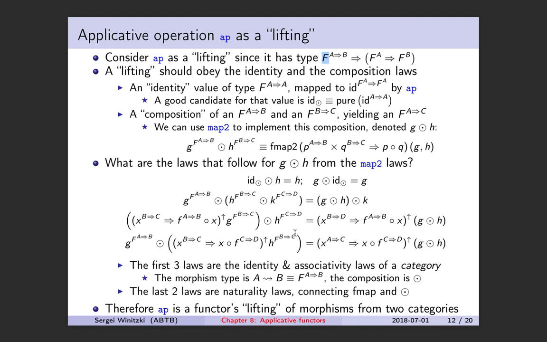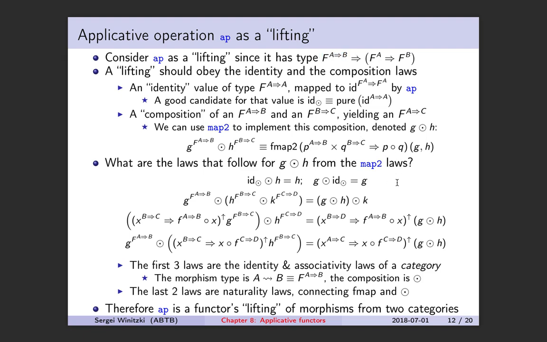So these are the 5 laws that are very interesting because they show that app is actually kind of a lifting. It satisfies functor laws as if we had a functor between these two categories. So in this way, we have justified calling app a lifting. It's like an Fmap function, except the category has a twisted type.